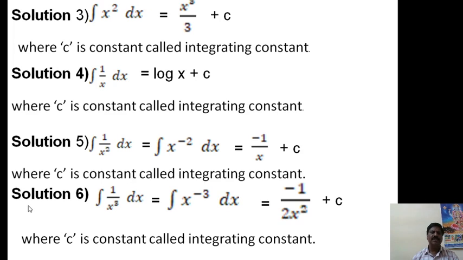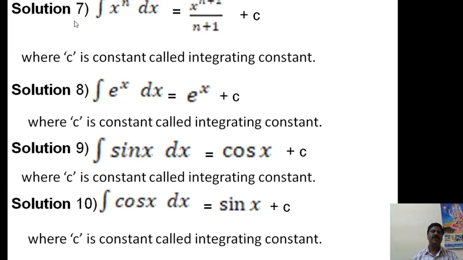Then the solution for the sixth problem, the integration of 1 by x cube dx. Similarly, we can write the integration of x to the power of minus 3 dx, which is x to the power of minus 3 plus 1 divided by minus 3 plus 1. Therefore x to the power of minus 2 divided by minus 2. So we get minus 1 divided by 2 into x square plus c, where c is the integrating constant.